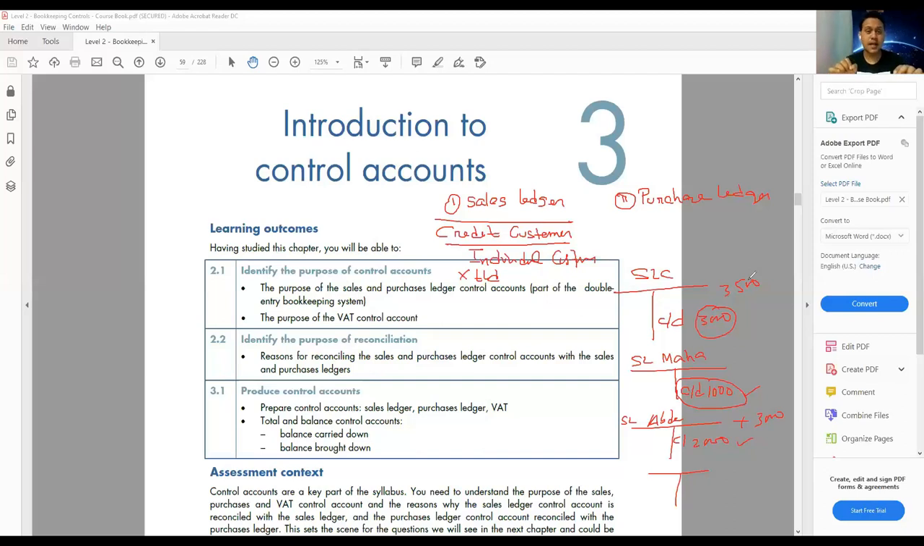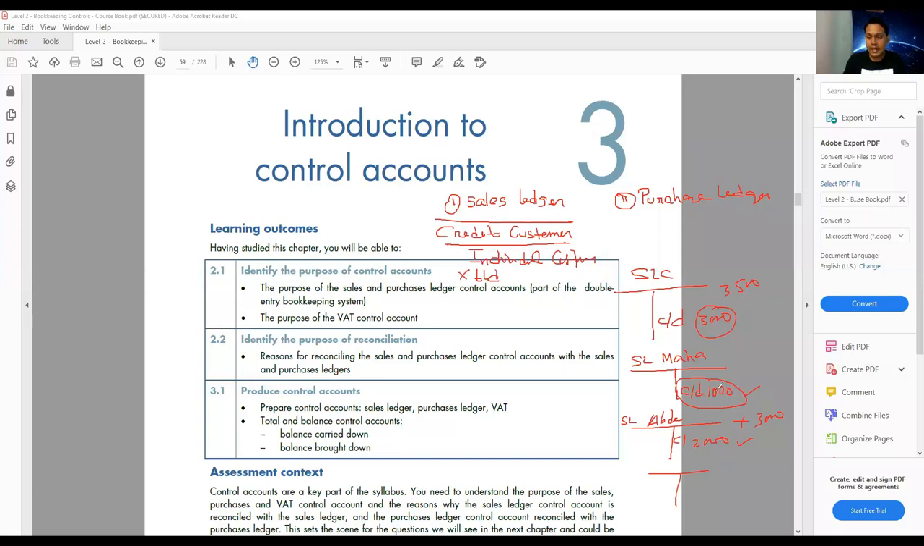We're going to see the details inside, but I hope you have an idea now. So we have sales ledger, that is the individual balance, talking about one customer. Sales ledger control is the total balance, talking about all the customer balances, and it has to be equal. When it is not equal, then you find the error, find the reason.